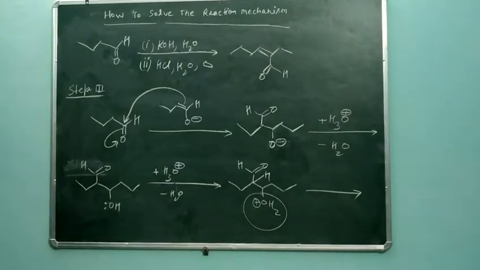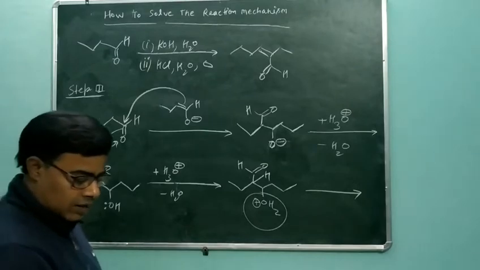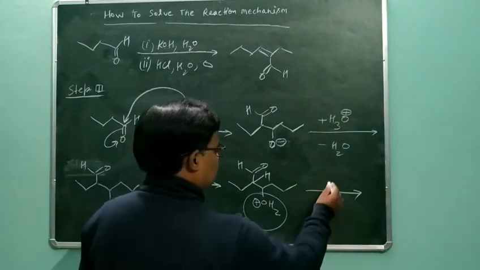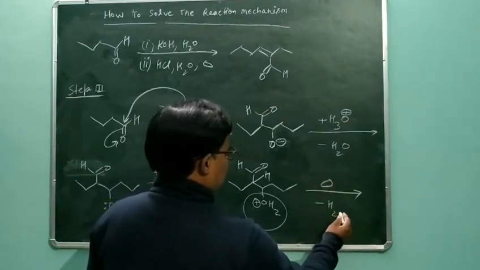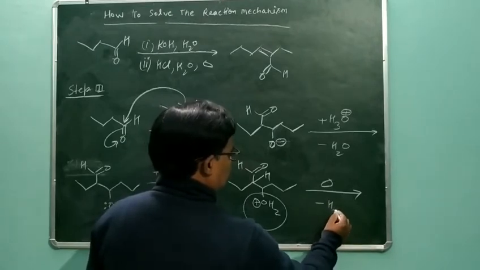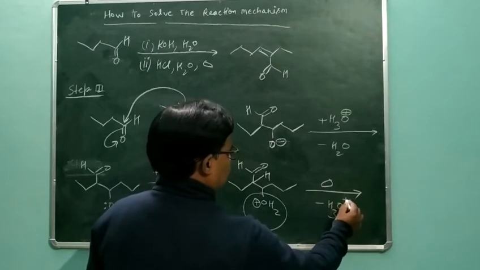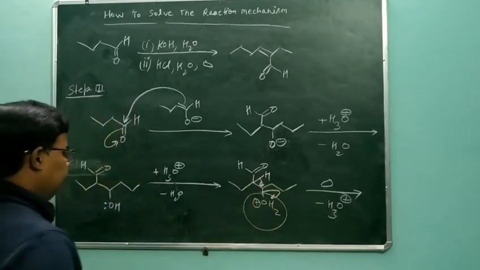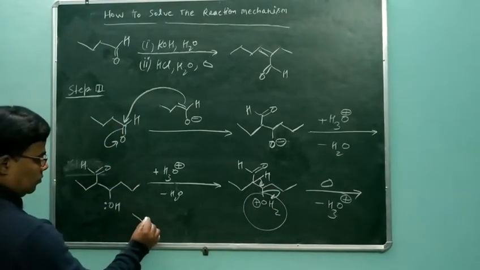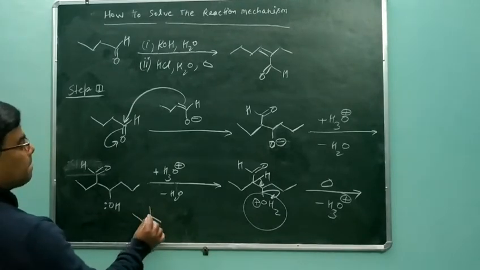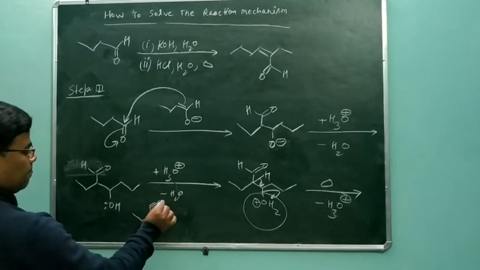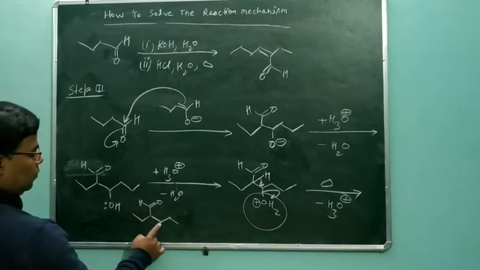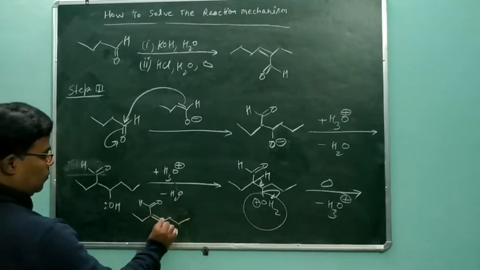So this is the last, sixth step. What does the sixth step tell? Final product. 1, 2, 3, 4, 5, 6, 7. This is the final product.